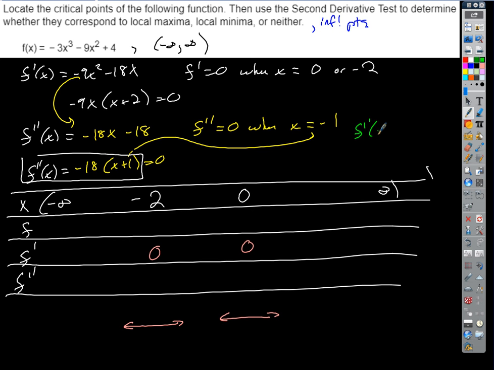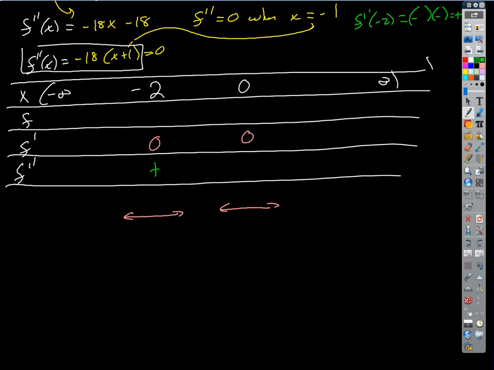F double prime of negative 2 is going to give us negative times negative, which is positive, right? Okay, what did we just say on that last graph? If we have a horizontal tangent, a 0 first derivative, and the concavity is positive, what's that have to be? It's got to be a minimum, right? It's opening up. So that's what the positive concavity tells us, right?